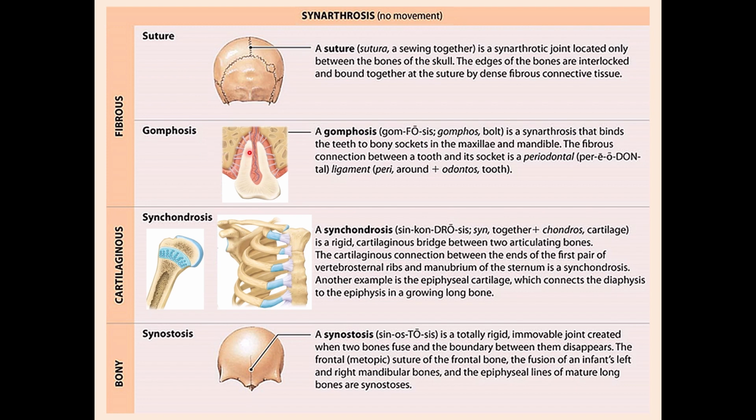Gomphosis is located in the jaws. So this is the teeth, and this is the tooth socket. These teeth are inserted in the upper or lower jaws, the maxilla or mandible, through these ligaments. These are the ligaments, and these are called the Gomphosis. So this is dense regular connective tissue.